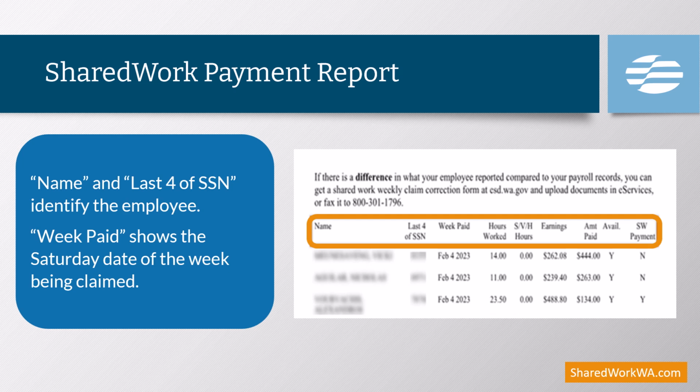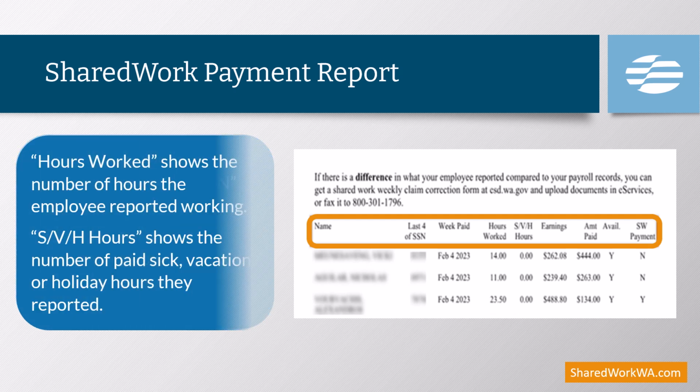A sample payment report is shown here on screen. First, you'll see the names of the employees and the last 4 digits of their Social Security numbers. Next, week paid is the week ending date of the claim that was submitted. It is always a Saturday date. You may see an employee's name listed several times. This means that several weeks were processed at one time during the prior week. Hours worked is the number of hours the employee reported that they worked that week. SVH hours is the number of paid sick, vacation, or holiday hours reported by the employee for the week.